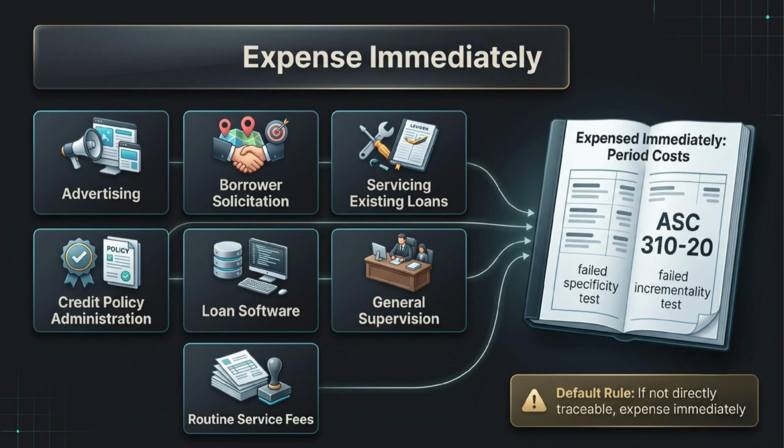Many lending costs are expensed immediately, even if they feel connected to lending. Advertising, borrower solicitation, servicing existing loans, credit policy administration, loan software used across the portfolio, general supervision, and routine service fees normally fail the specific loan and incrementality tests. These are period costs, not deferred loan costs. A useful exam shortcut is this. If the cost cannot be traced directly to one completed loan transaction, do not try too hard to defer it. The default answer is usually expense as incurred.